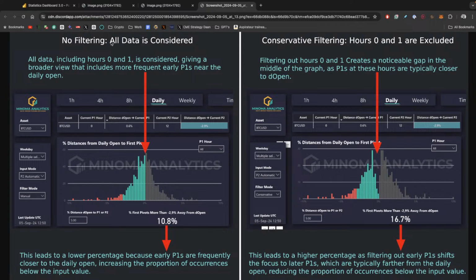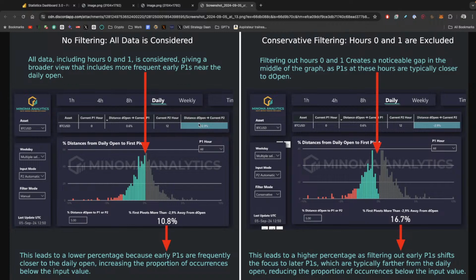If you have no filtering, all data is considered. All data, including hour 0 and 1, is considered, giving a broader view that includes more frequent early P1s near the daily open. You can see that because you have this normal distribution shape here. This leads to a lower percentage because early P1s are frequently closer to the daily open, increasing the proportion of occurrences below the input value.